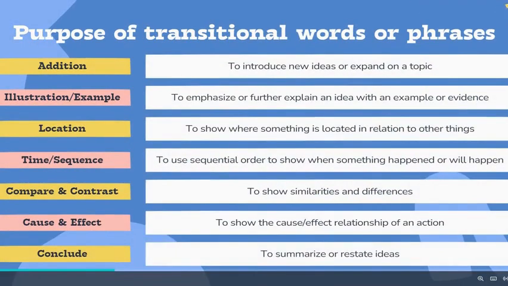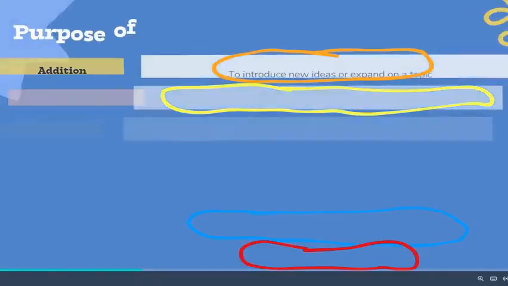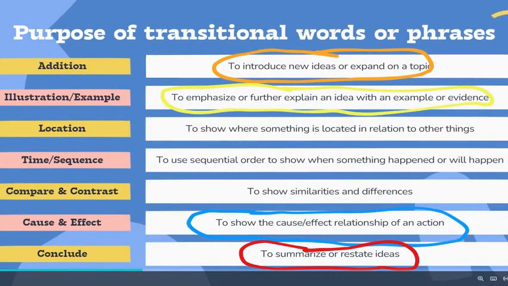Here are 7 different categories of transitional words or phrases. We are going to focus on these 4. The yellow circled ones to illustrate or example are the ones you'll use to introduce text evidence. Addition, when you're adding additional text evidence. Circled in blue here, that's for your elaboration, and circled in red is your closing sentence.